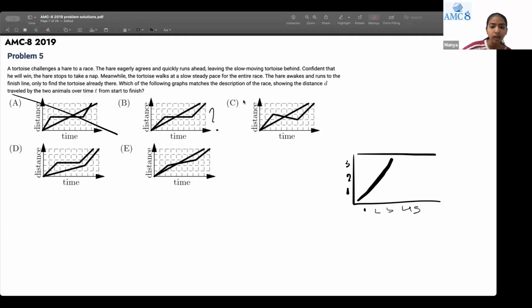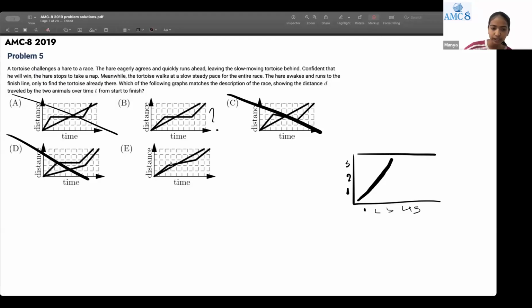And so C cannot be the answer. Oh yeah, D cannot be the answer either, because when we were talking about the hare, when we were talking about the tortoise being in a straight line, in this graph it shows that the tortoise also took a break, and so D cannot be the answer.